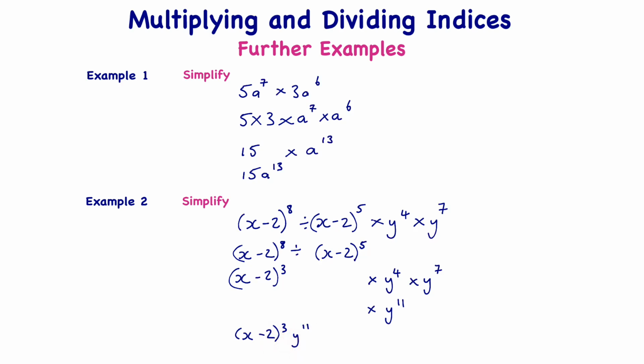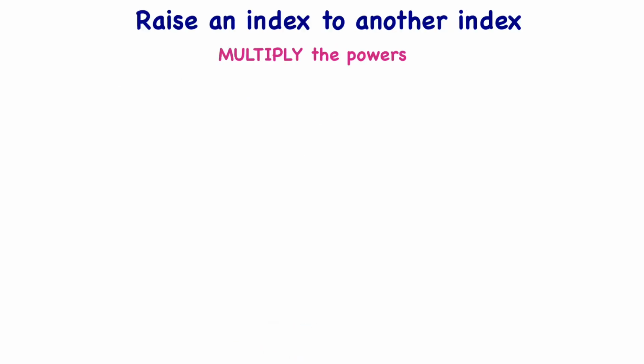The next rule we're going to look at is whenever you raise an index to another index. When that happens, you multiply the powers. It looks like this. So you have x to the power of a, and then it's raised to the power of b, so you simply multiply these two together. For example, p to the power of 4 raised to the power of 2, when you times these two together, you get p to the power of 8.